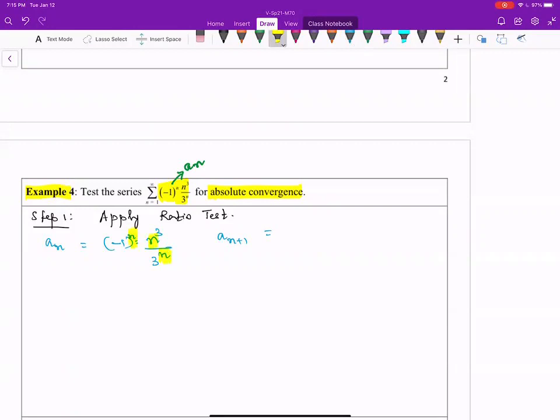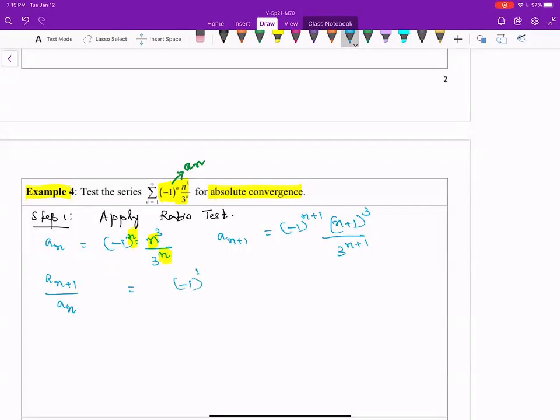We will change the n to n plus 1. So we get (-1)^(n+1) times (n+1)^3 divided by 3^(n+1). So now we will apply the ratio test by taking the ratio of the n plus first term over the nth term, and we will take the absolute value.